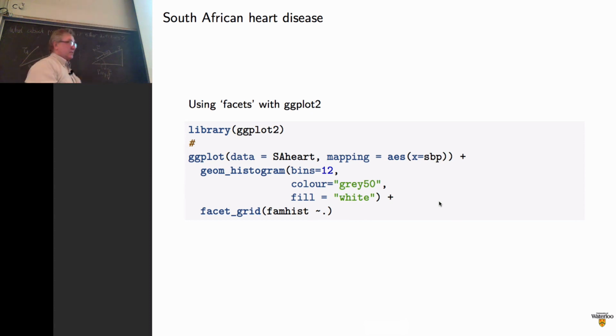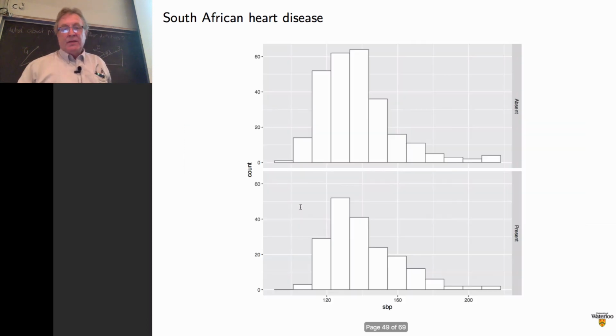One of the attractive things I mentioned last day about ggplot2 is this notion of a facet. So I have a plot. I have this mapping of the systolic blood pressure. I want these histograms to be white, and I want a facet grid. That is, I want you to break this up, whatever I've given you there, based on family history. Okay? And that immediately produces that.